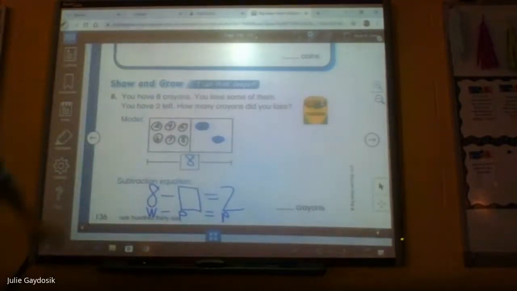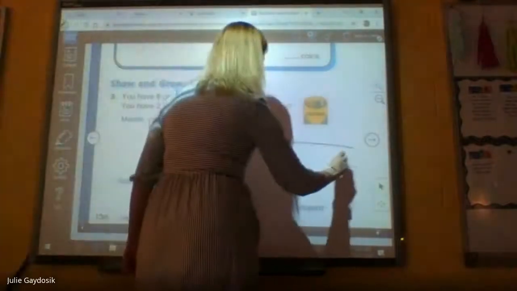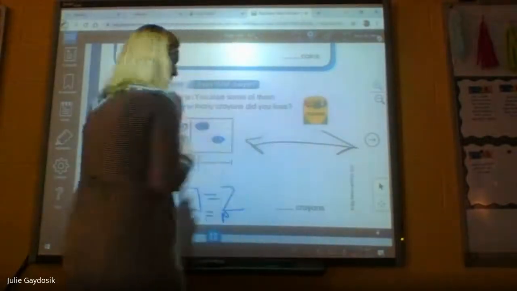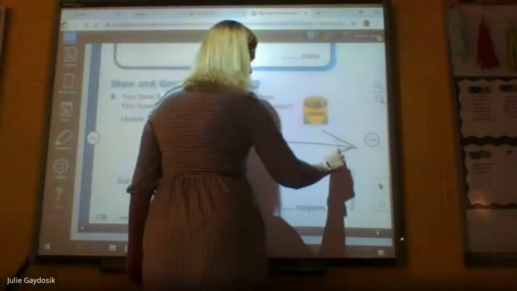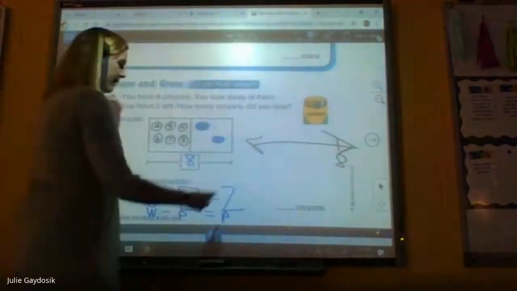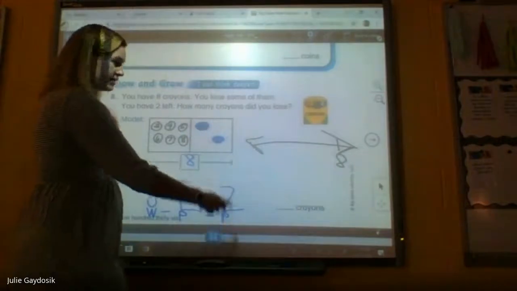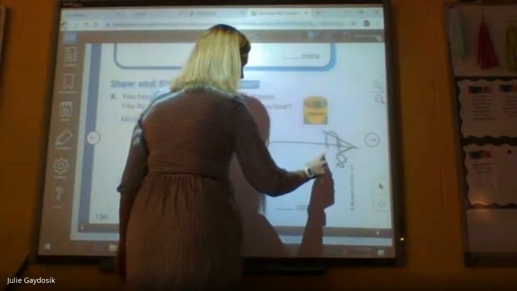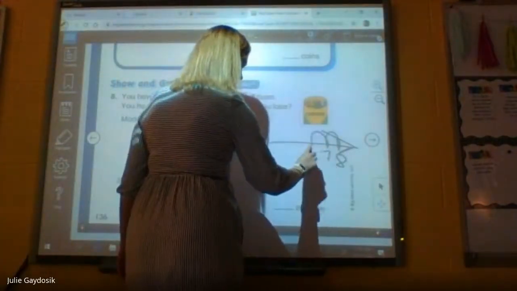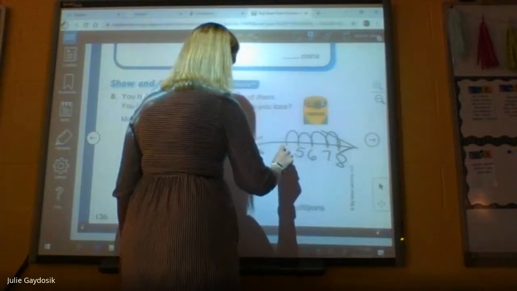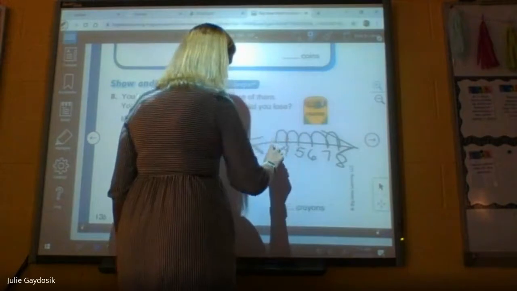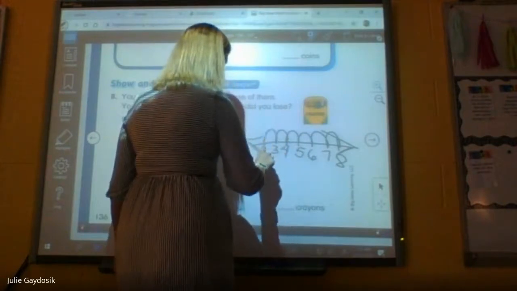Okay? You could also solve this problem with an open number line. You know, Mrs. Cooper, she loves her open number lines. You're starting here at 8, and you're hopping back, remember, till you get to 2. 8 minus 1 is 7. 7 minus 1 is 6. 6 minus 1 is 5. 5 minus 1 is 4. 4 minus 1 is 3. And 3 minus 1 is 2.